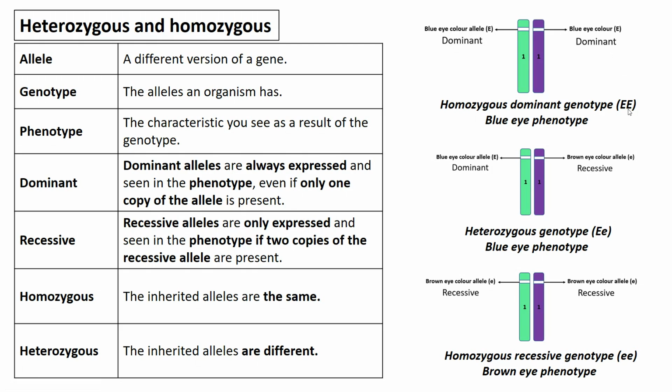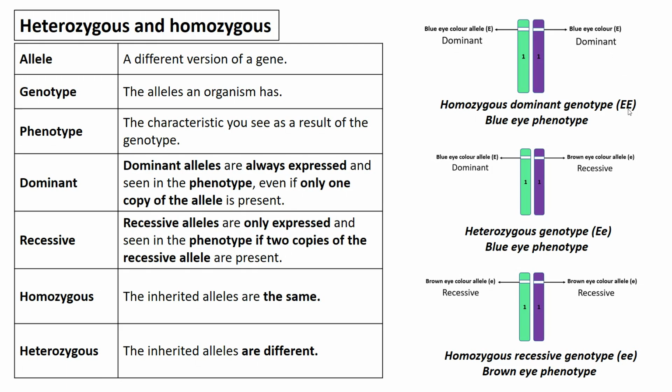The phenotype is the characteristic you see as a result of the genotype. So if you inherit two dominant alleles, you have blue eyes. Remember, just inheriting one of these gives you blue eyes, because the blue eye colour allele is dominant, and a dominant allele means it is always expressed and seen in the phenotype, even if only one copy of that allele is present.